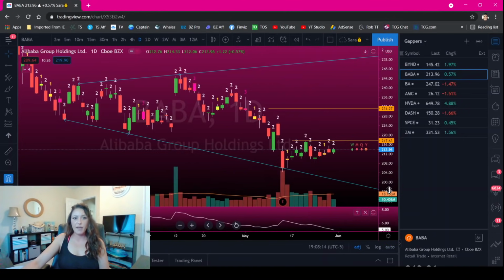Okay, so here we have BABA on the daily. BABA had earnings this day, so we opened here. I almost always have broadening formations drawn on my charts. So I happen to have this line here.